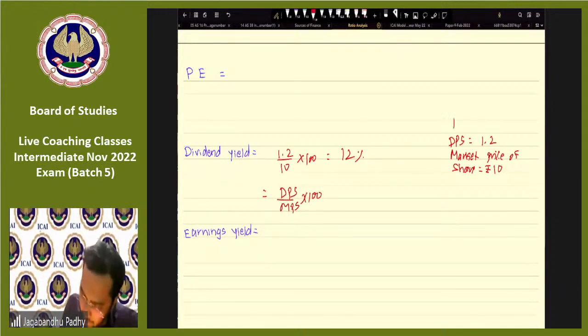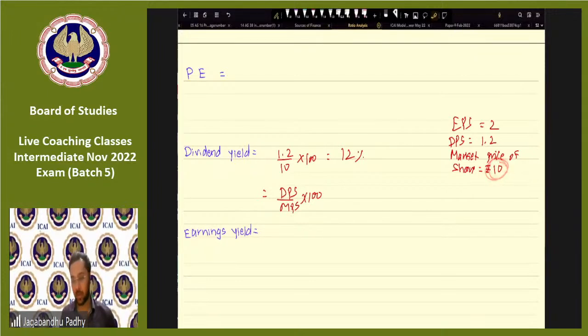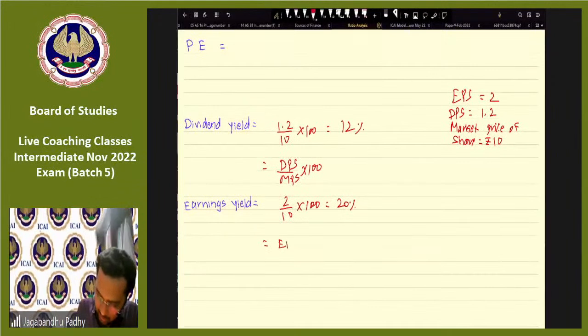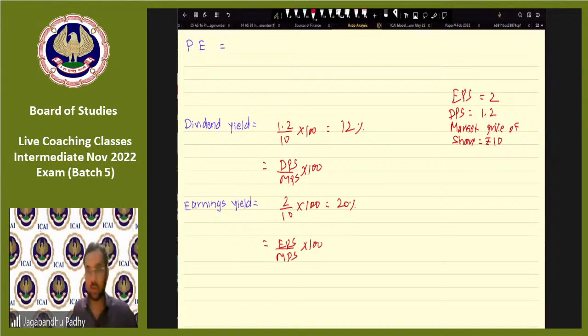Now we had earnings as 2 rupee. By buying this share at a price of 10 rupee, you're getting EPS of 2 rupee. So what is the rate of return that you're getting? 2 on an investment of 10, which is 20%. Earnings yield is EPS upon MPS into 100.